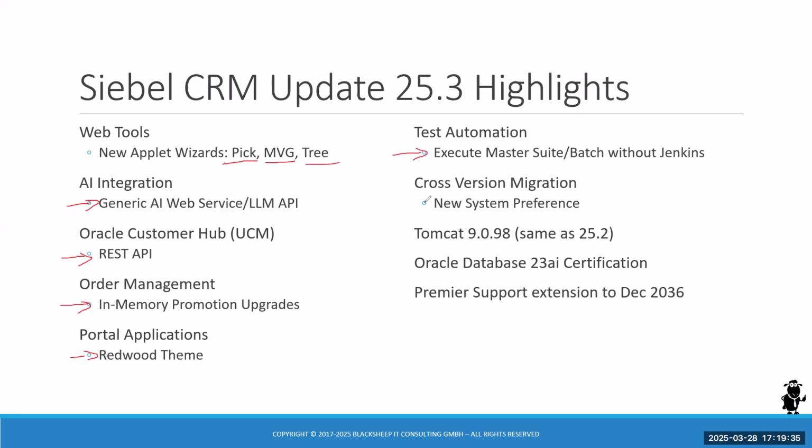Very convenient. And there's a new system preference documented in Bookshelf for cross-version migration. If you do a cross-version migration, where your development environment is on a higher version, like 25.3, while your runtime environments, test and production, are on older versions, you have to make sure you have that system preference in place. That's what I read. I was literally reading Bookshelf a few minutes before we started this call, so it's really fresh. And Tomcat is the same as 25.2, 9.0.98.